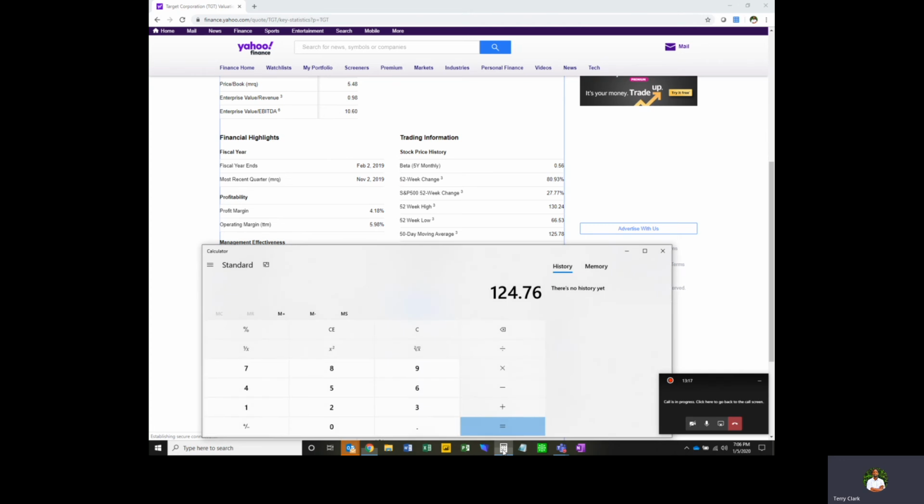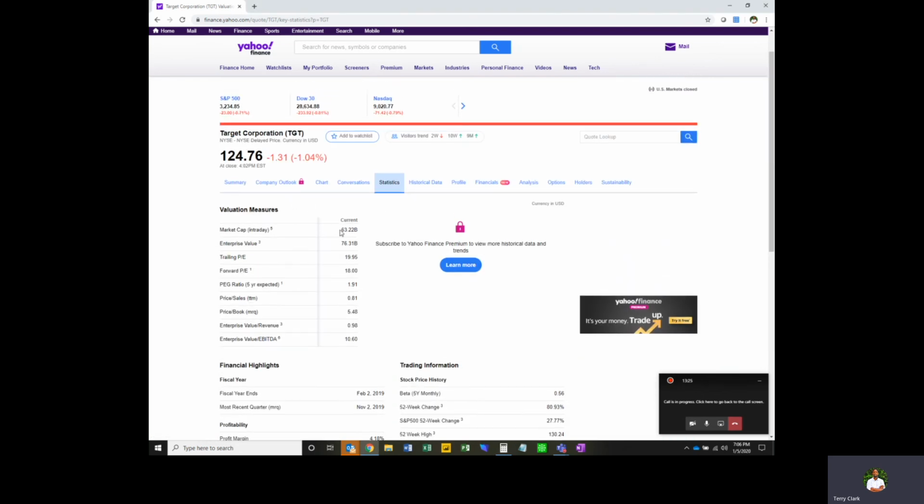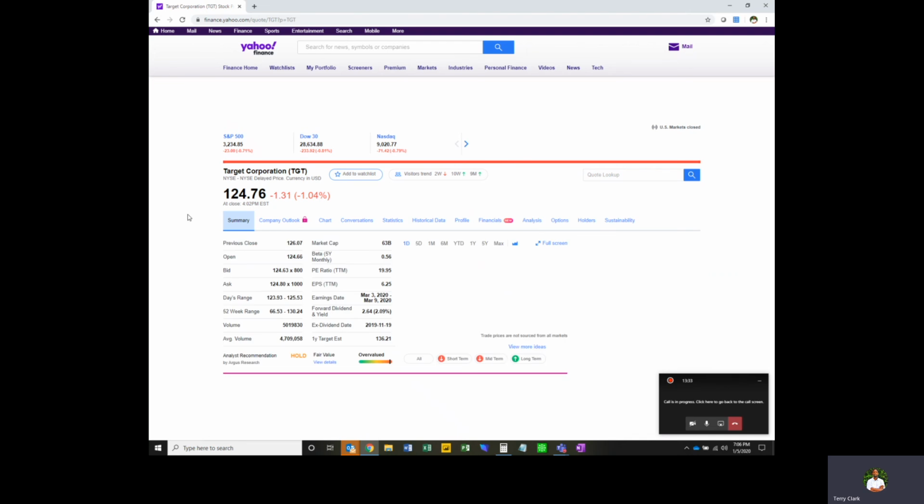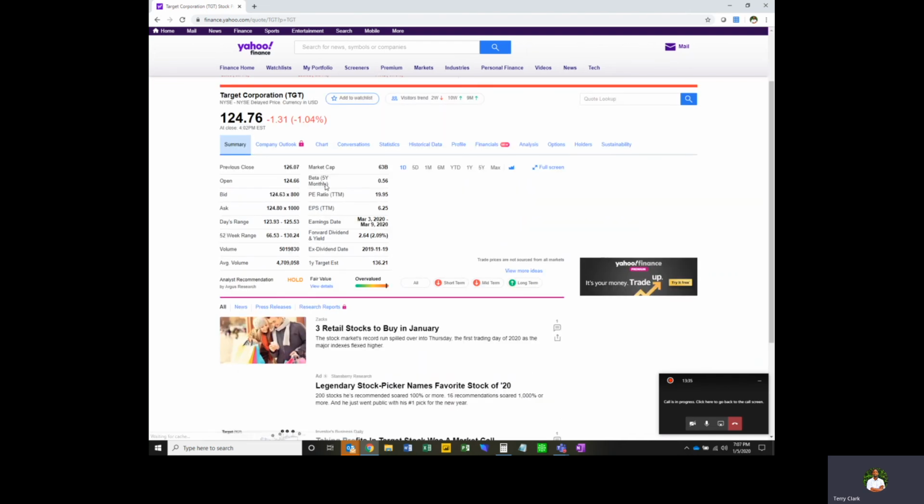So basically, 506 million times what, 74? Yeah, 63. Yep, 63.22. Yep, that's their market cap. All right. So that just gives you a good indication of how big the company is and what kind of risk you're taking. So next is the beta.